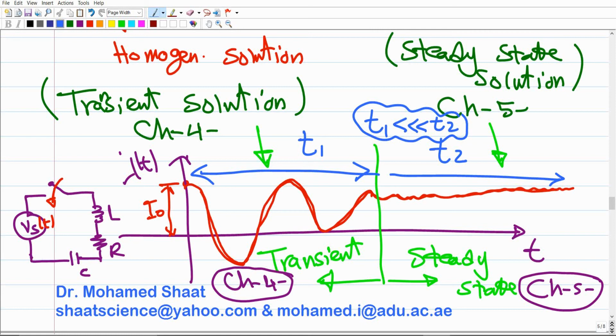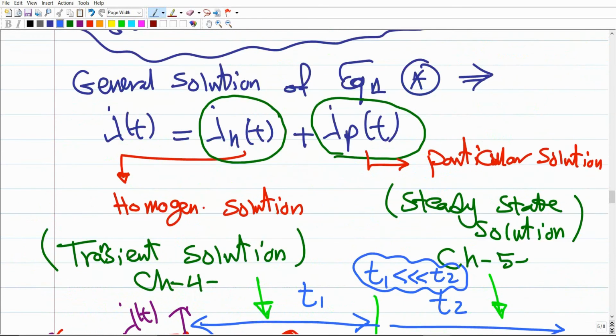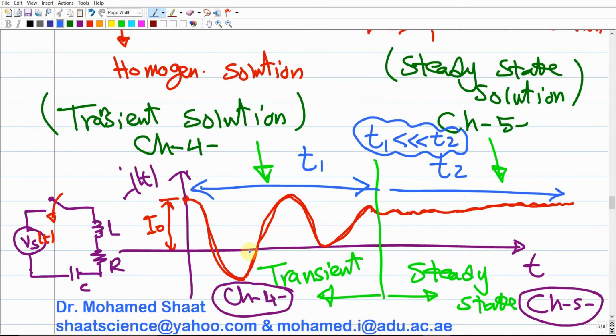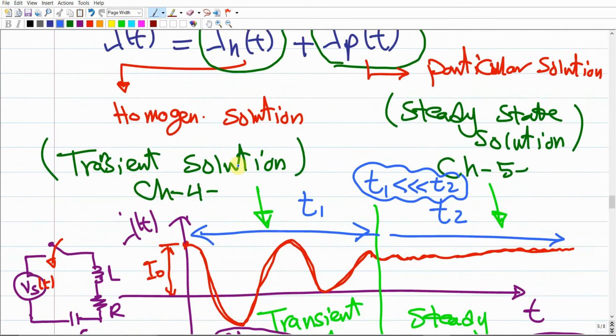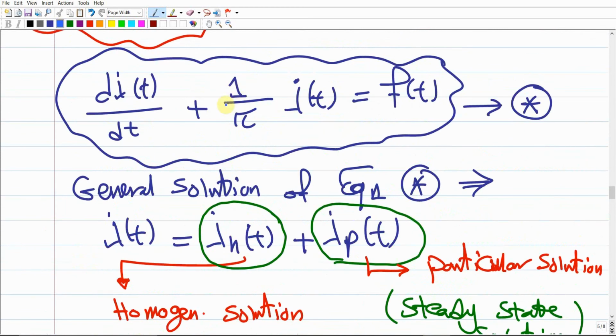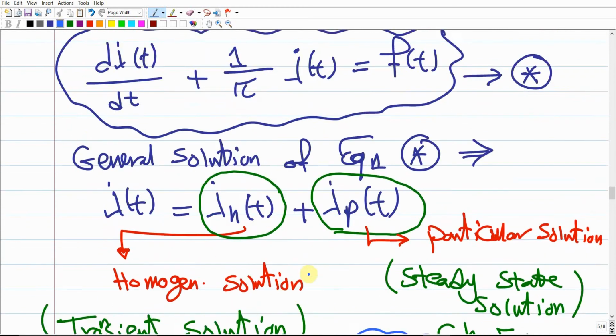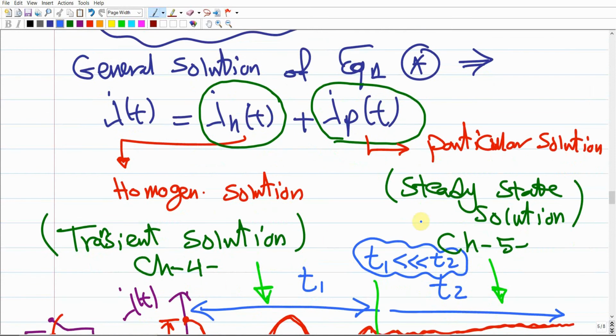The same thing applies for the electrical circuit or any mechanical system, whatever it is, right? So this is the physical meaning of the transient behavior of the electrical circuit in comparison to the steady behavior. That's why here we are interested in studying the transient and the steady behavior. We should solve this equation, and this solution should be split into the homogeneous and particular solution, or in other words, the transient solution and the steady state solution. Make sense?